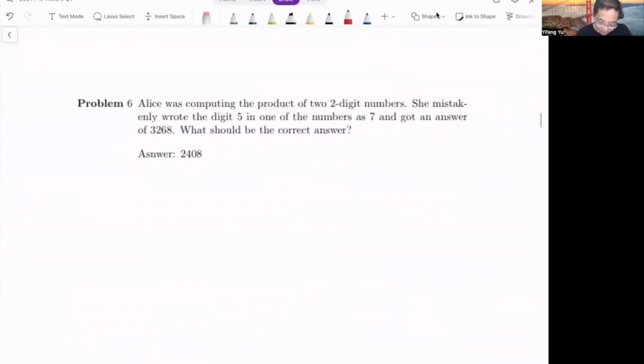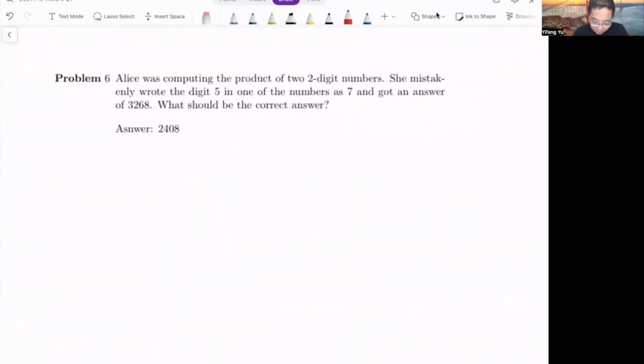Question number 6. Alice was computing the product of 2-digit numbers. She mistakenly loaded the digit 5 in one of the numbers as 7 and got an answer of 3,268, right? What should be the correct answer?